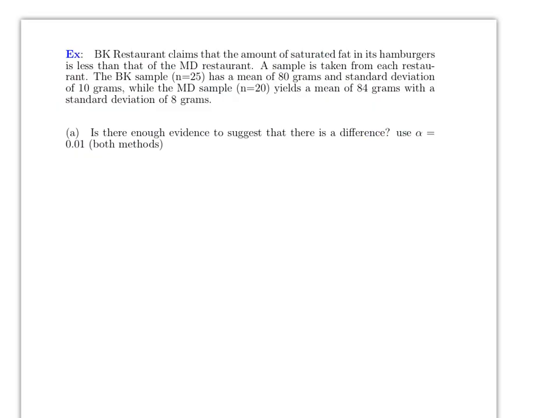In this example, we have the following. Burger King claims that the amount of saturated fat in their hamburgers is less than their McDonald's. So even though this is the claim of the problem, we're not gonna go with that. So you're always gonna do this first. So step 1, no matter what the problem says, is gonna be, are the two means the same, and the alternative, are they different? And then once you do the conclusion, you have to go back and see if it agrees with what the claim was saying.